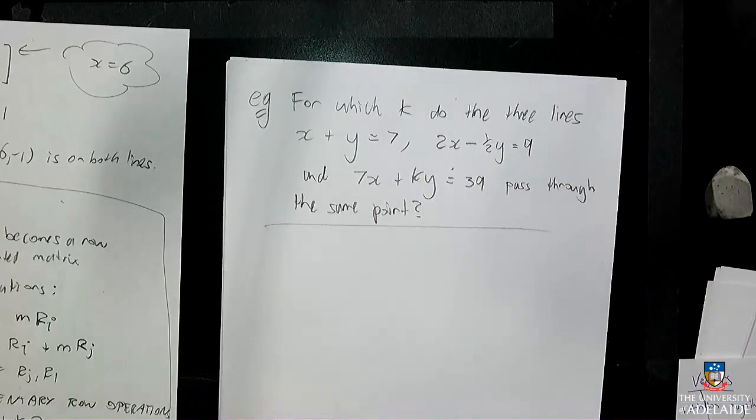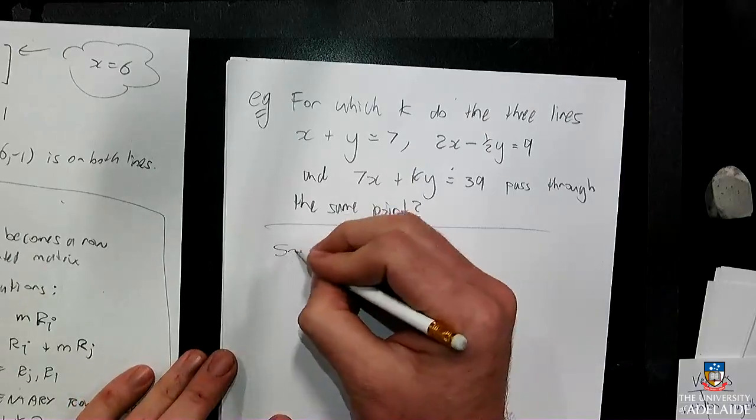Okay. Now I had two lines before, and I wanted to find out where they meet, and so I had two simultaneous equations. Well, what if I had three lines? Any point which was on all three of those lines would satisfy all three of those equations simultaneously, and so I need to solve those three simultaneous equations. So solve.